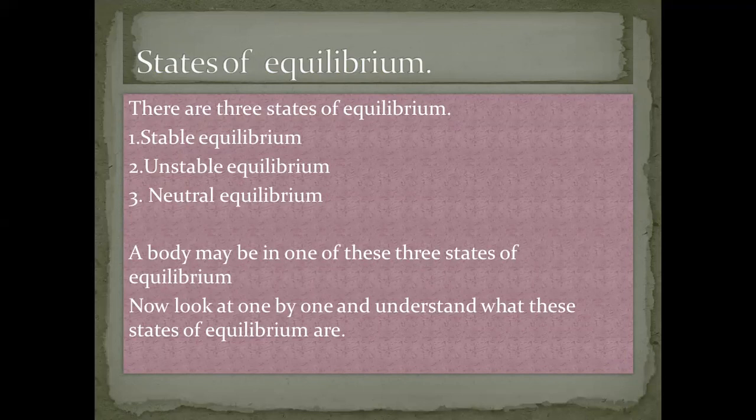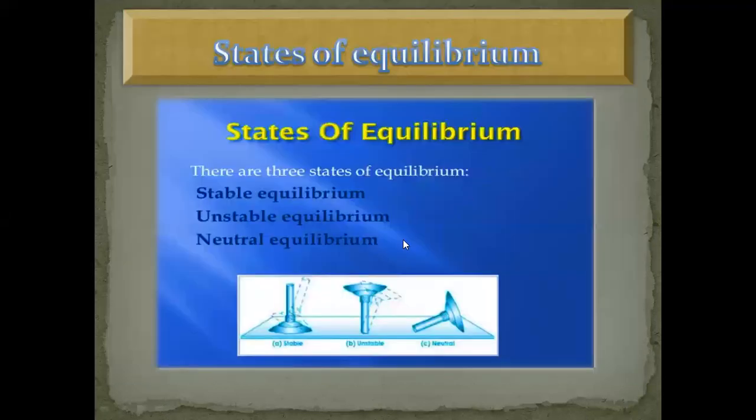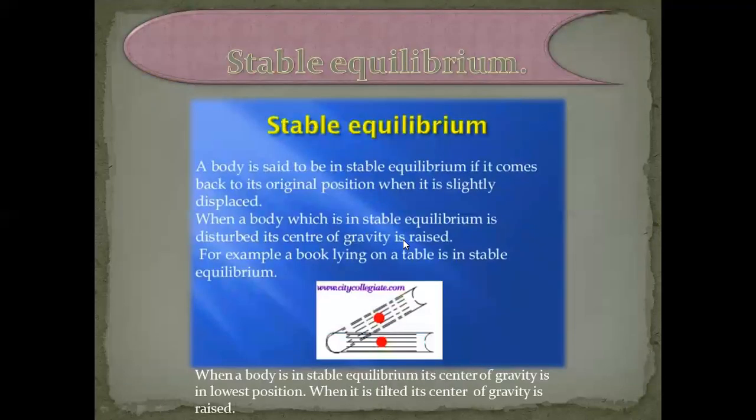We'll discuss these three states one by one, and we'll explore them. The body may be in one of these three states. So what is stable equilibrium? In stable equilibrium, the body comes back to its previous position when it is slightly displaced.